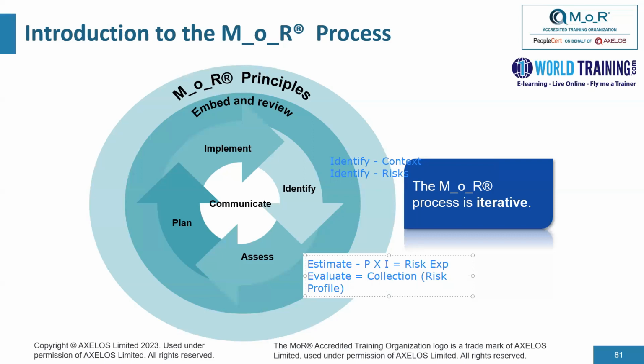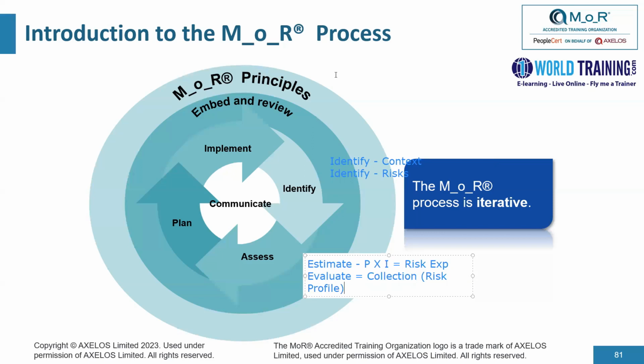So those are the 2 sub-steps of the assess step. So we identify, we assess. That's how we've got 6 steps involved in the MoR.